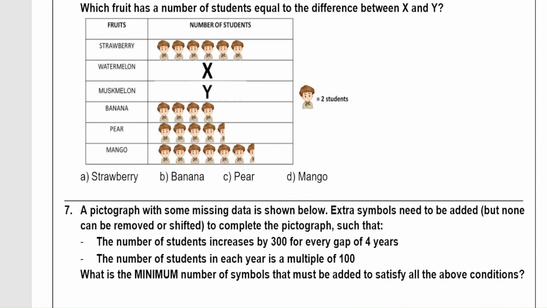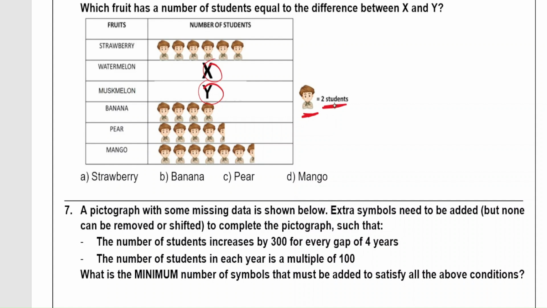Question number 6 says the pictograph represents the students' fruit preferences. This table shows which kind of fruit each student likes. X is the number of students who like watermelon, and Y is the number of students who like muskmelon. Here one student picture has been shown, and it is written equals to 2.